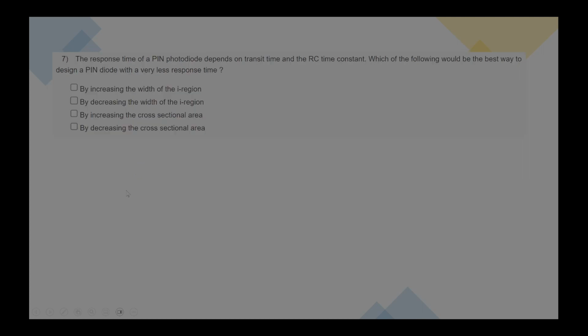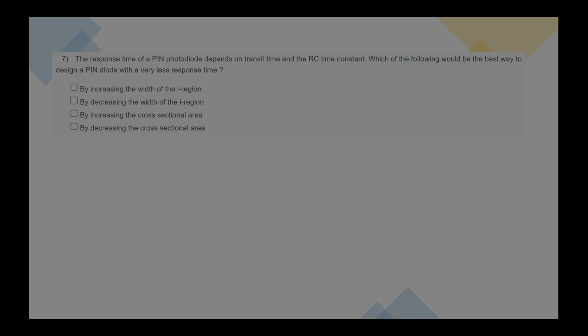Then question number 7 is there. The response time of a PIN photodiode depends on transit time and the RC time constant. Which of the following would be the best way to design a PIN diode with a very less response time?